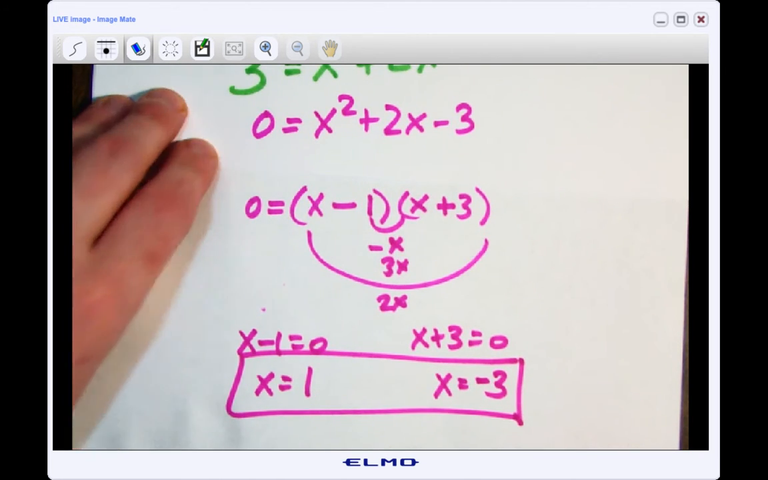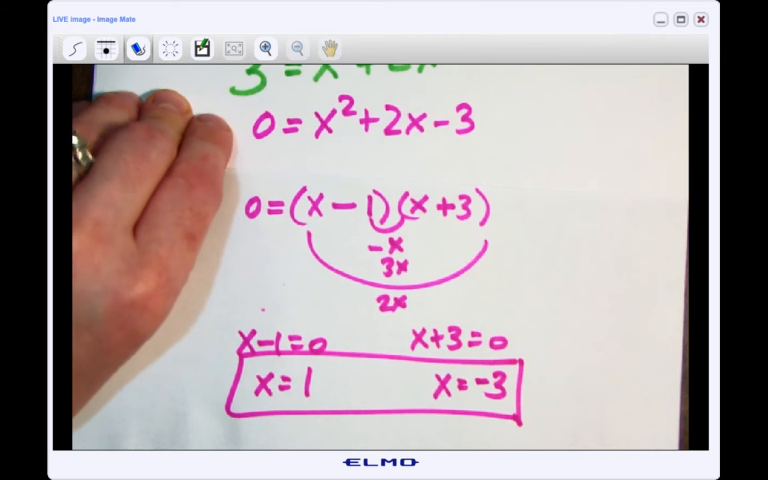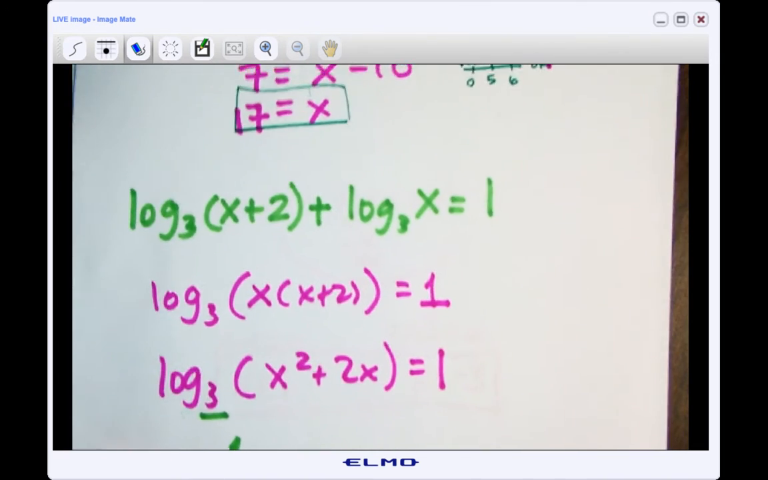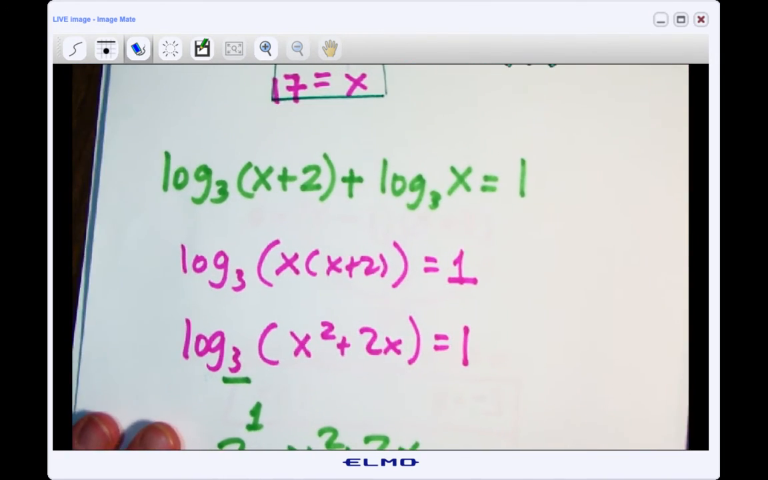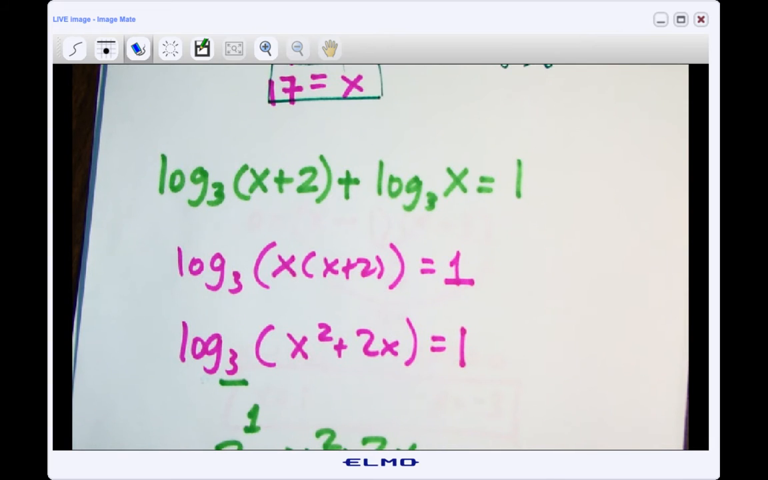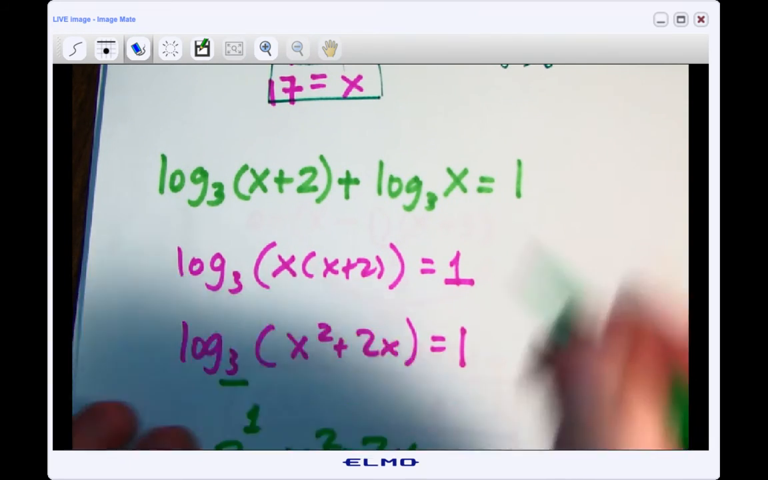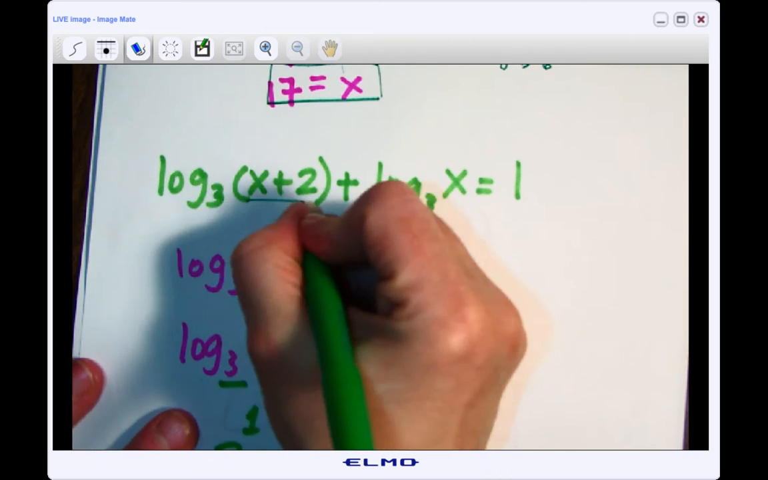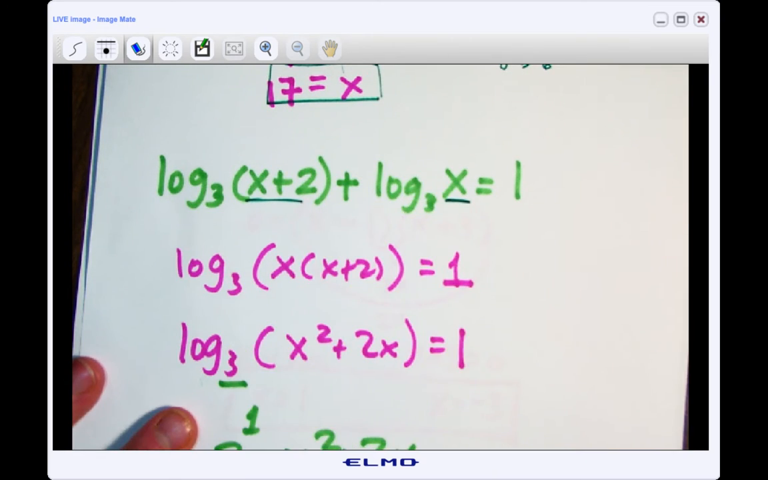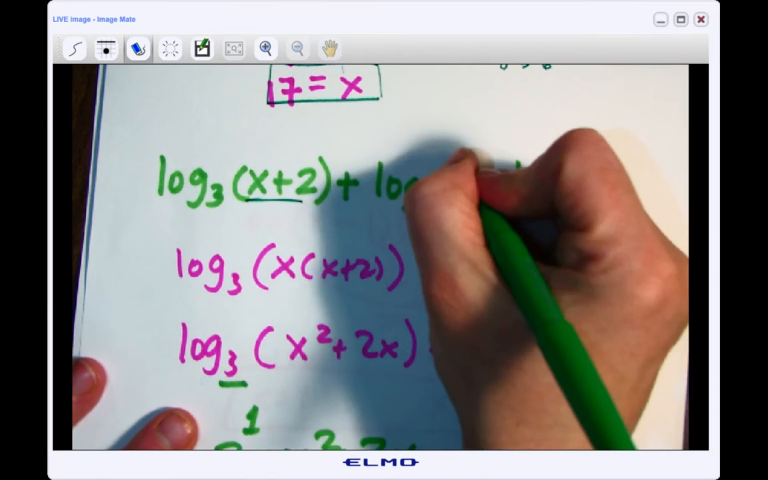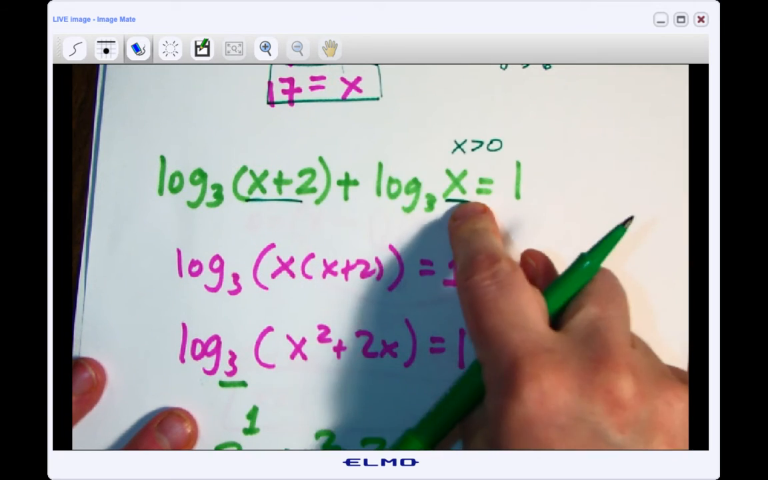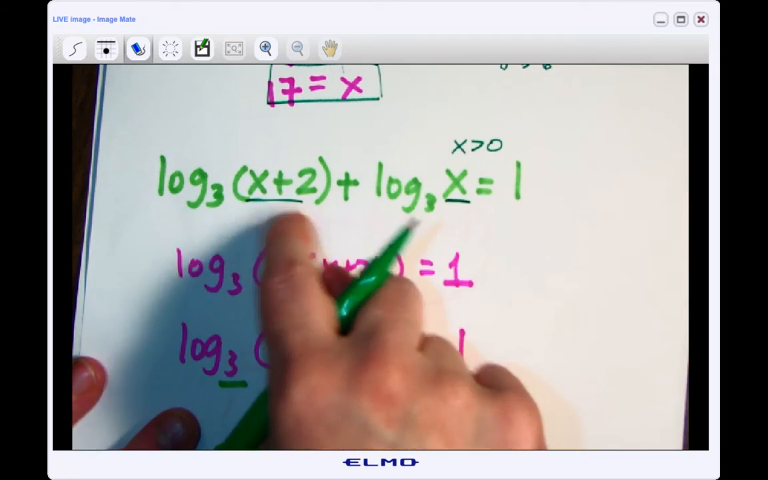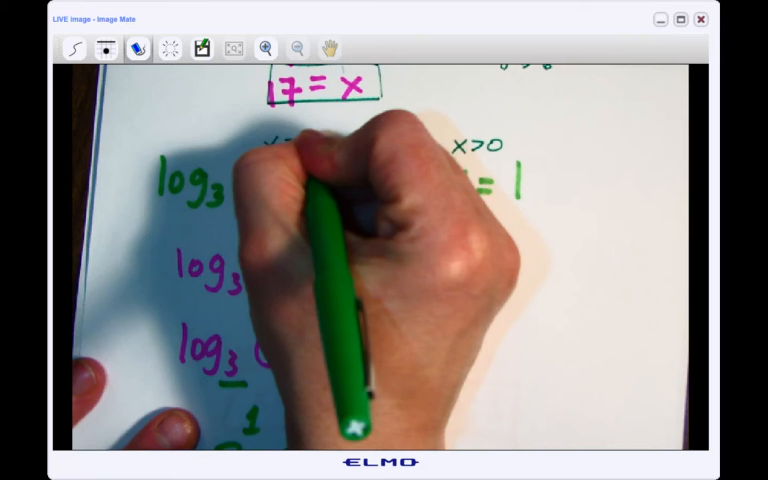And sometimes I suggest that you do this from the very beginning so that you don't forget about it. Remember we talked about in the last question that we have to make sure that it doesn't fall outside of the domain of these logs, right? So we said that inside these logs, these values have to be greater than 0. So here I can see that x has to be greater than 0. There's nothing to figure out there. And this one, x has to be greater than negative 2.